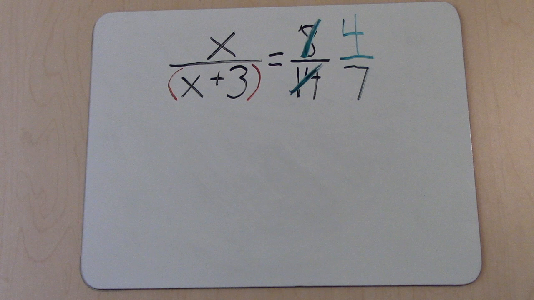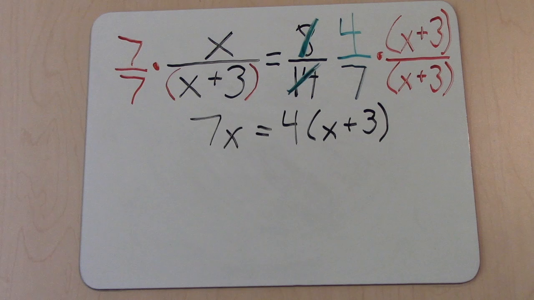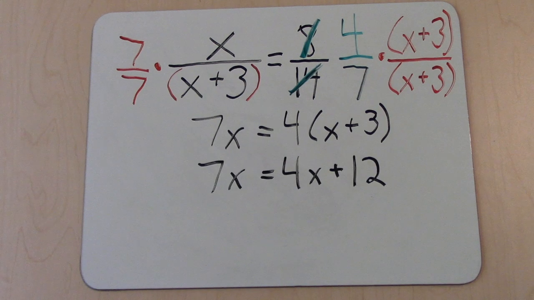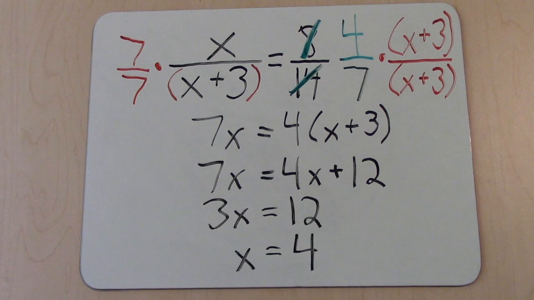Now we're ready to go ahead and get the bottoms the same by multiplying the left side by 7 and the right side by x plus 3. Alright, bottoms are the same, so we can see what's on top and distribute it out, and go ahead and go minus 4x to both sides, and there's our answer. X equals 4.